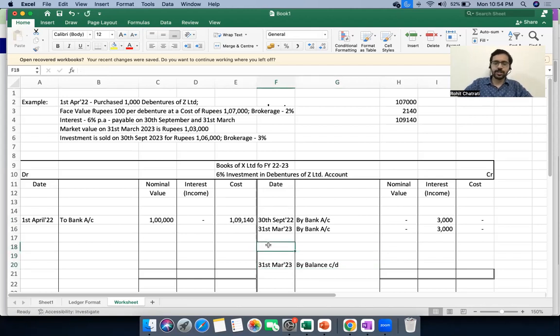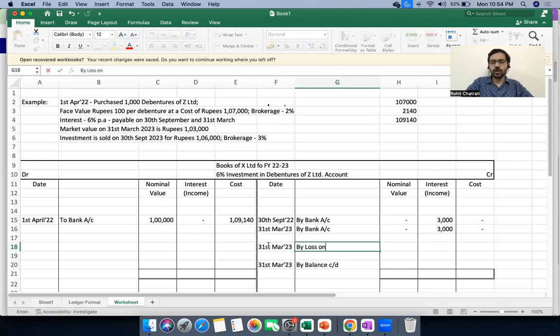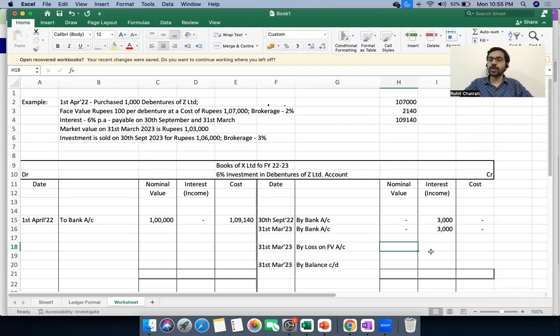You're going to have an additional journal over here, which is by loss on fair valuation account. I've written it as loss on FV account, and I will be recognizing that 6,140 in the cost side. And nothing will be recognized in the nominal value, because is the nominal value changing? The answer is no. Nominal value was earlier also 1 lakh. The nominal value right now is also 1 lakh. What is changing is the carrying value, or the book value of the investment.